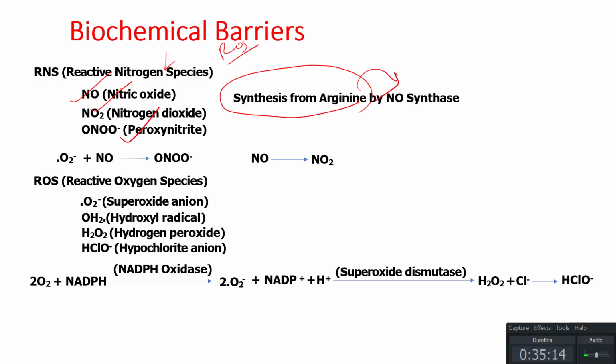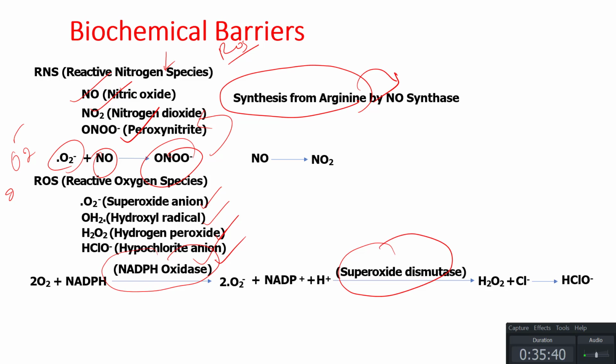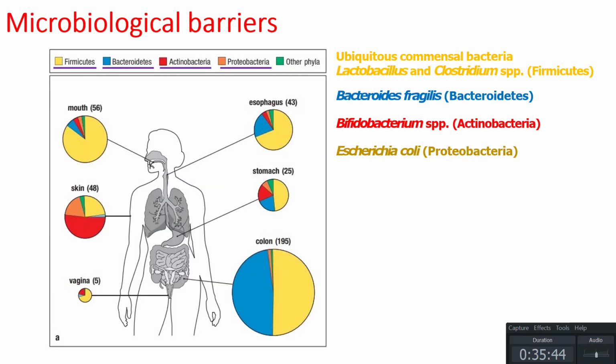Okay, then what will happen? Then nitric oxide will react with the oxygen free radical, so that will bind to something, then it will be killing the pathogen. Then the reactive oxygen species synthesize superoxide anion, hydroxyl radical, hydrogen peroxide, and hypochlorite. This all will be synthesized due to either the NADPH oxidase or the superoxide dismutase. Okay, this we all have seen in the previous classes, if I'm not wrong.